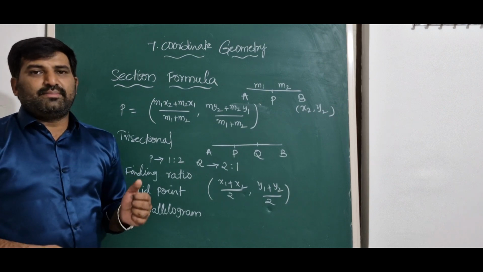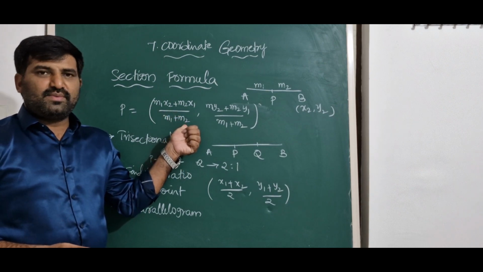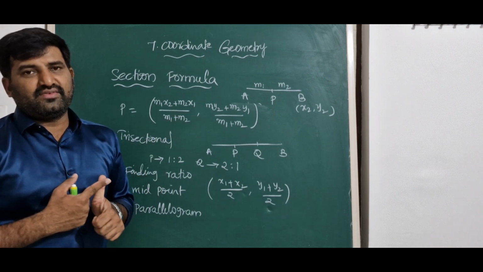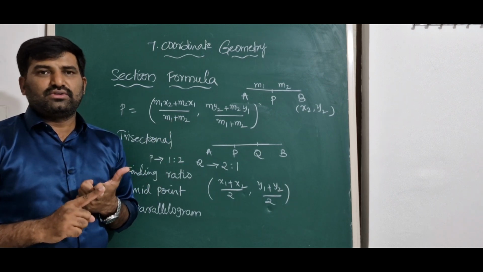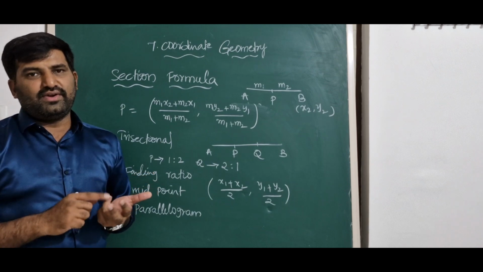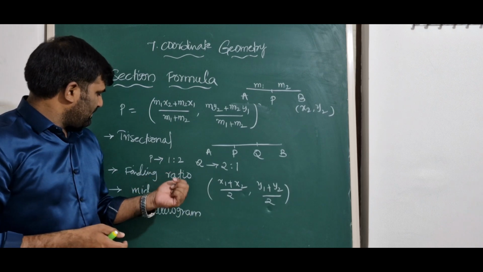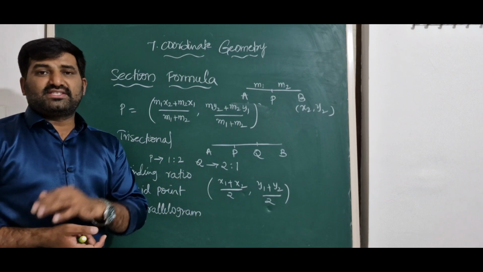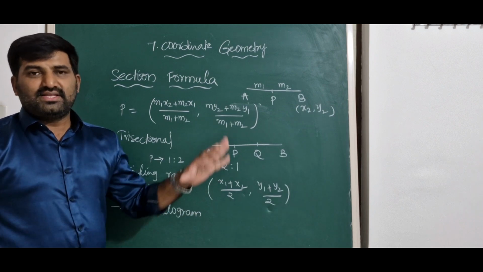So the main concepts for this are, first, the section formula, directly finding the point where it is dividing AB into some ratio, and finding the ratio. The third one is finding the midpoint, and when a line segment is divided, how it is dividing. Next one is the parallelogram: when three vertices are given, how to find the fourth vertex. These are the main questions.